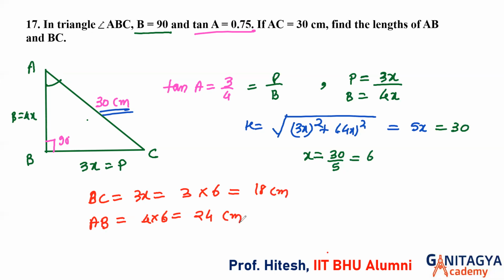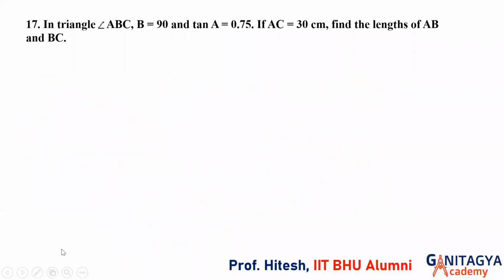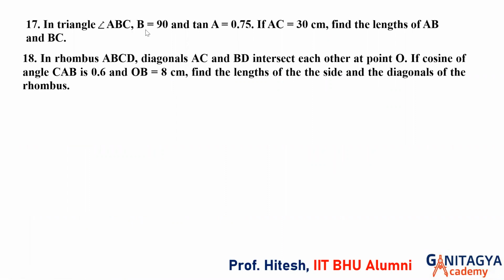Understood? Write it down, tell me when done. If you have any doubt, ask. Okay, so let me clear this. Okay, so yes, next question is, in rhombus ABCD. ABCD is a rhombus. Do you know the definition of a rhombus? All sides are equal. Diagonals bisect each other at 90 degree.